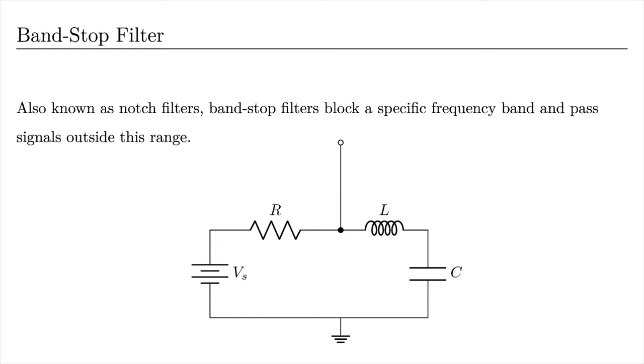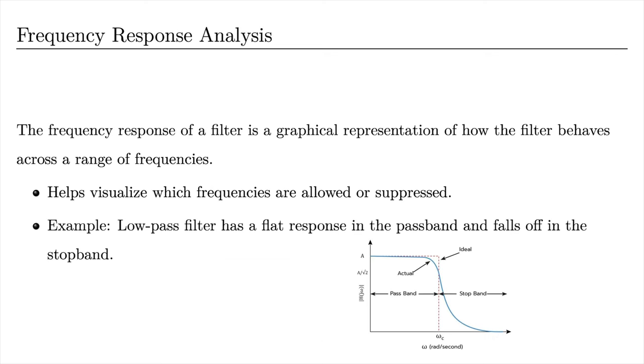Also known as notch filters, bandstop filters block a specific frequency band, allowing signals outside that range to pass. This circuit combines inductors and capacitors to create a bandstop effect. The frequency response graphically represents a filter's behavior across different frequencies. For example, a low-pass filter displays a flat response in the passband, then falls off in the stopband, showing which frequencies are passed or suppressed.